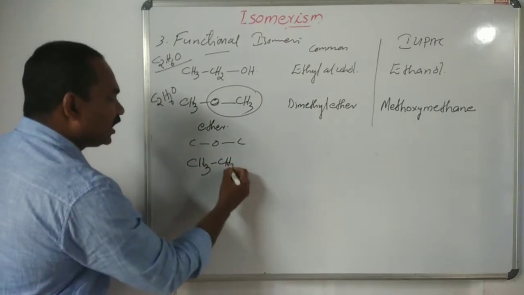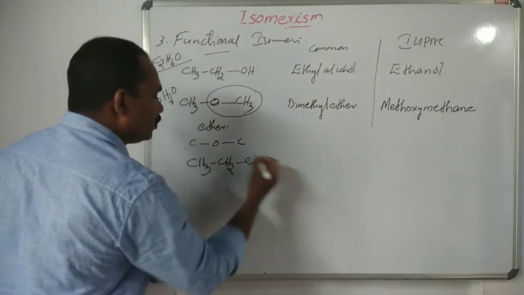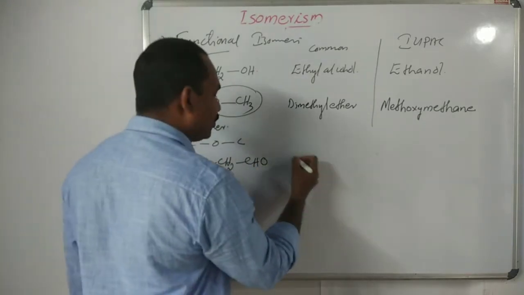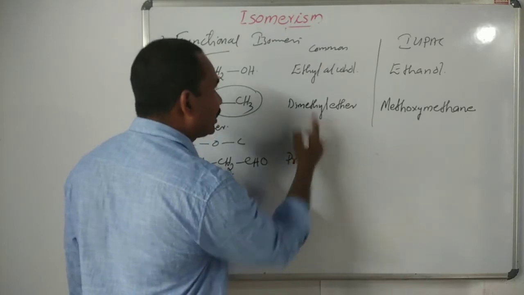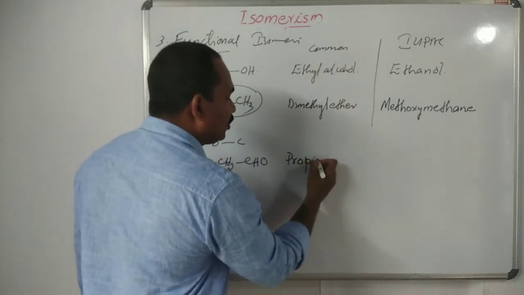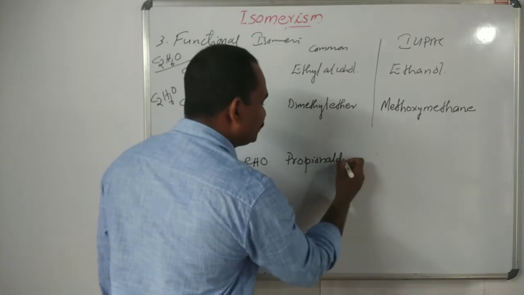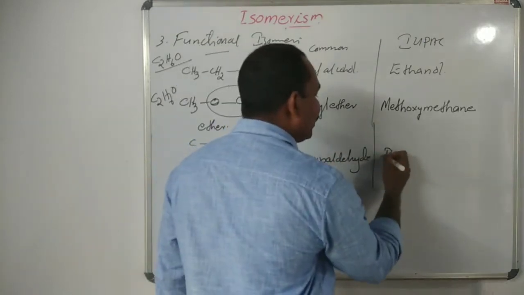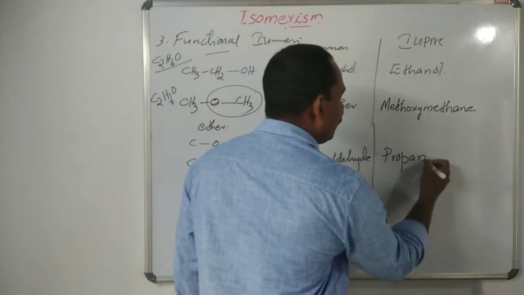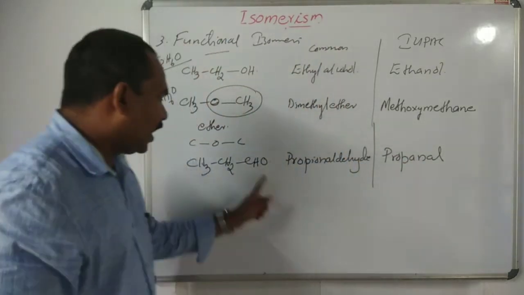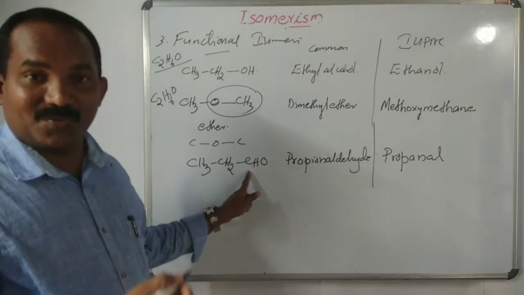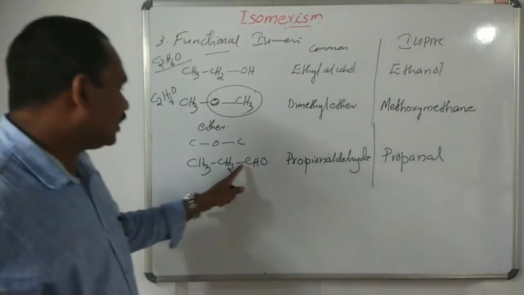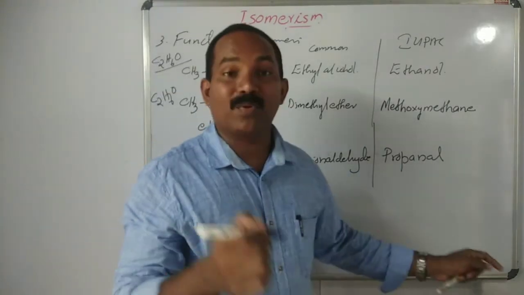CH3, CH2, CHO: three carbon atoms and an aldehyde group. It is propanal; the common name is propionaldehyde and its IUPAC name is propanal. When the aldehyde group is the functional group, the suffix is "al". So three carbon atoms plus "al" gives propanal.